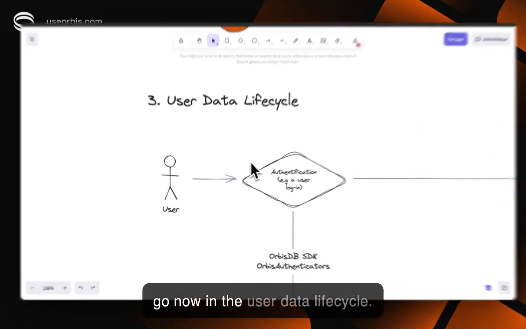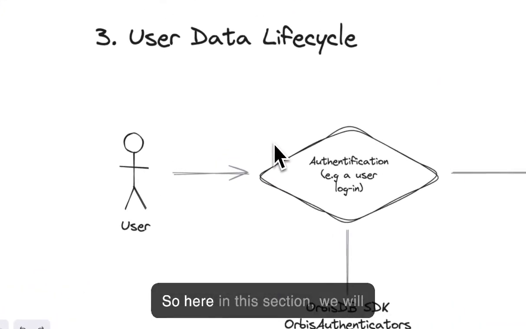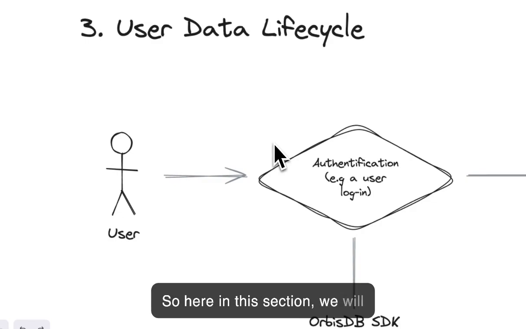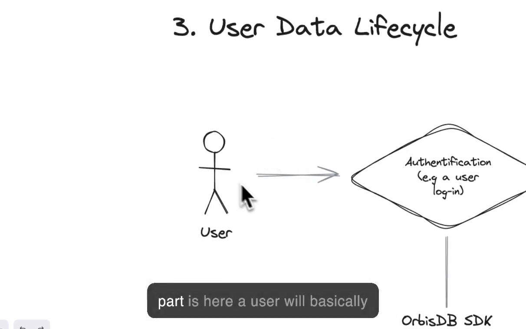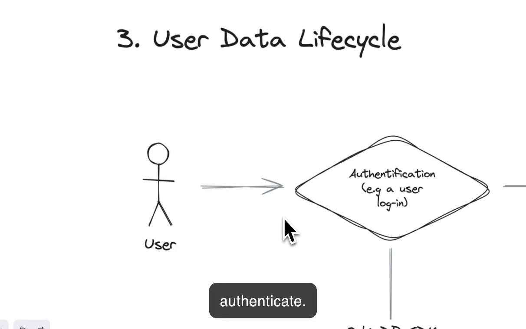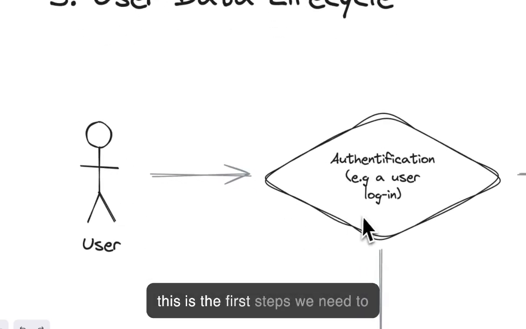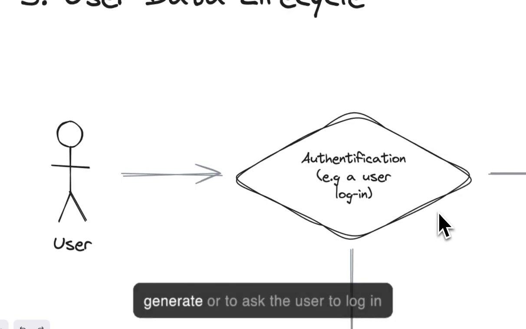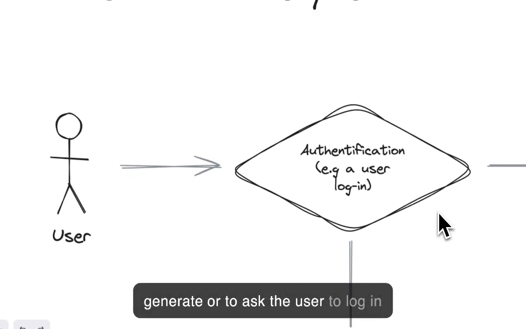Let's go now into the user data lifecycle. So in this section, we will basically go much deeper into the journey of a stream that is being generated by a user. The first part is that a user will basically authenticate. So this is the first step. We need to ask the user to log in and to create a decentralized identity.